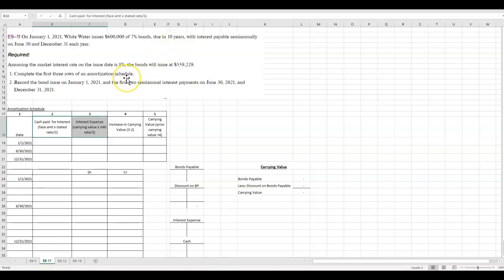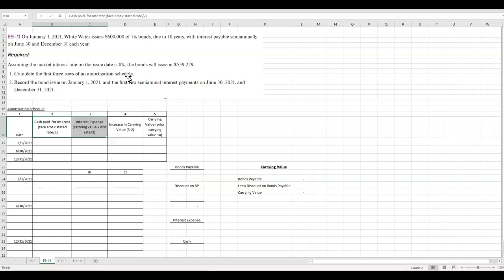And you can read in your textbook about bonds. Just as a side note, you do not have to calculate the issue price on bonds. Bonds are issued based on the market rate of interest. The market rate of interest is set by the Federal Reserve, the Fed.